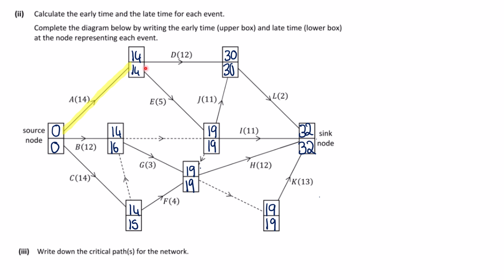What about E? So 14 plus 5 gives us 19. Yes, so that one is good. And then J is 19 plus 11 gives us 30. Yeah, that is also good.